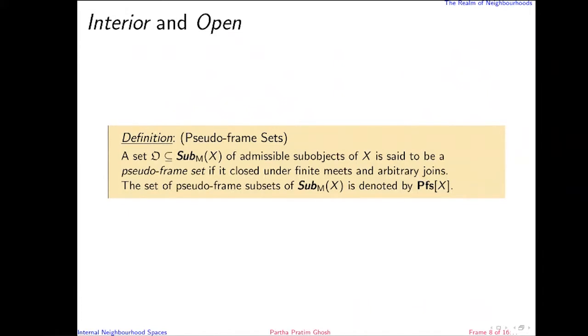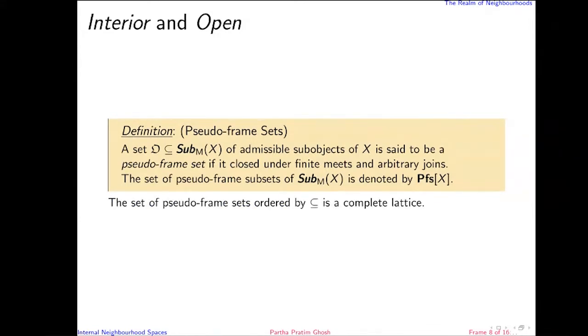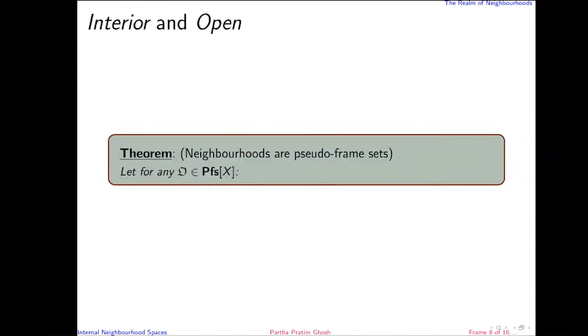Okay. Now about the mu-open sets. We saw that if and only if every mu interior is open, then the mu-open sets are closed under arbitrary joins. We know that in our topological spaces, we define the topology as closed under arbitrary joins and finite meets. So that's what we took as the definition of a pseudo-frame set. Well, not very happy with the name, but okay. Now the set of pseudo-frame sets is obviously a complete lattice.